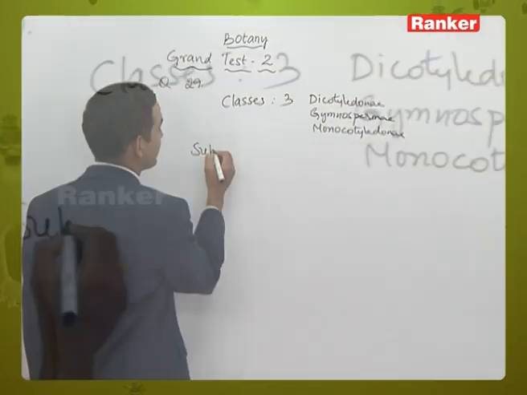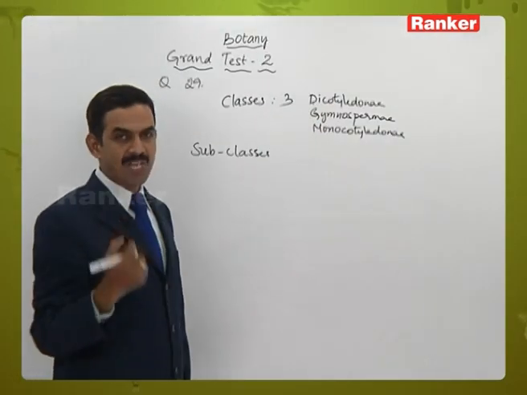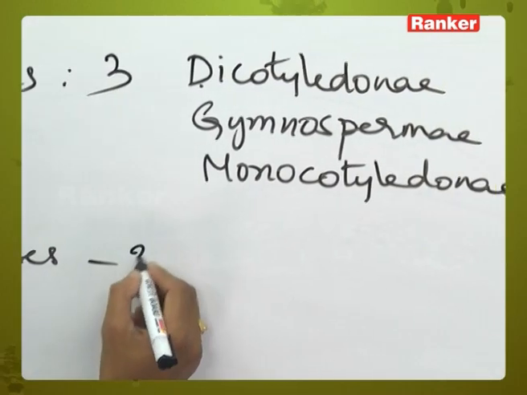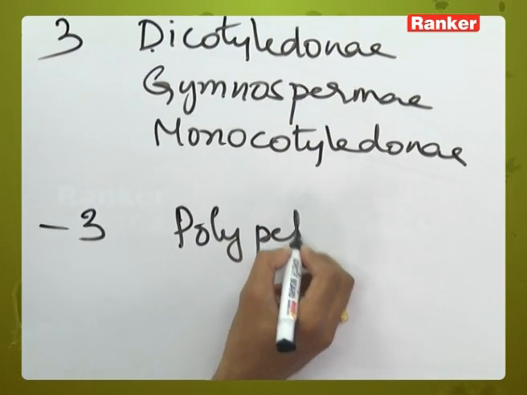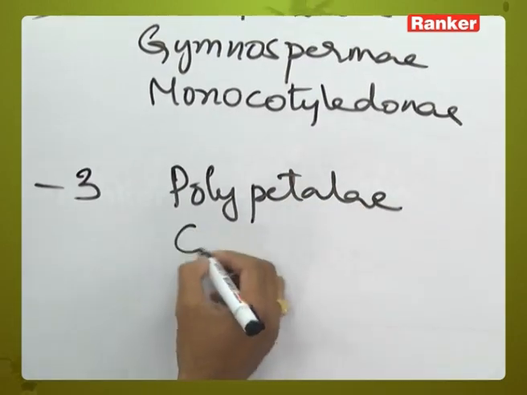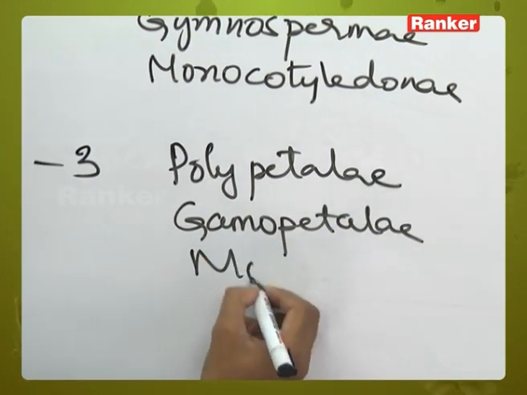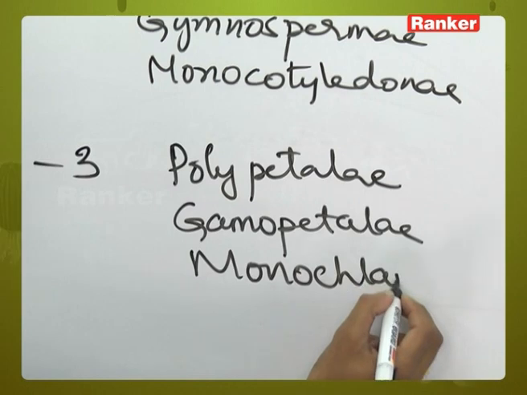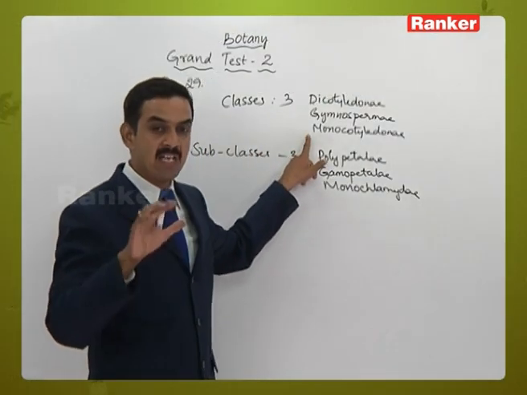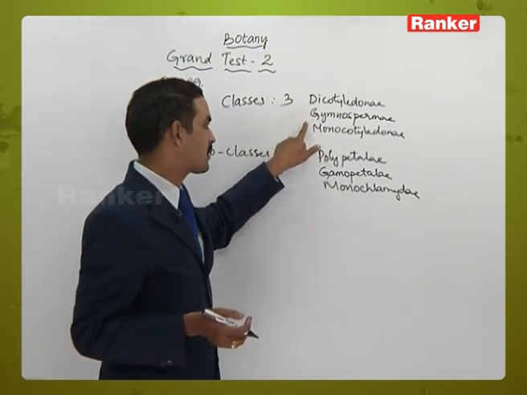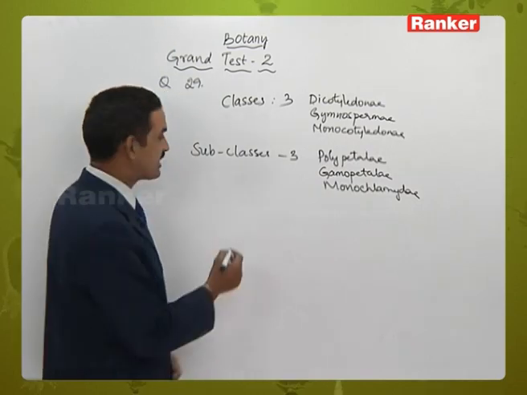Then coming to subclasses. Under Dicotyledonae, 3 subclasses are present. Those are called Polypetalae, Gamopetalae and Monochlamydeae. But what about the subclasses of Gymnospermae and Monocotyledonae? There are no subclasses in Gymnospermae and Monocotyledonae. So only 3 subclasses are there. Right. Next, coming to the series.